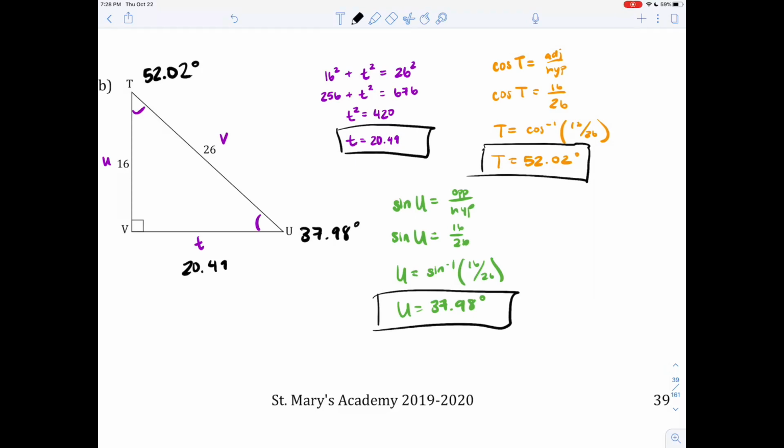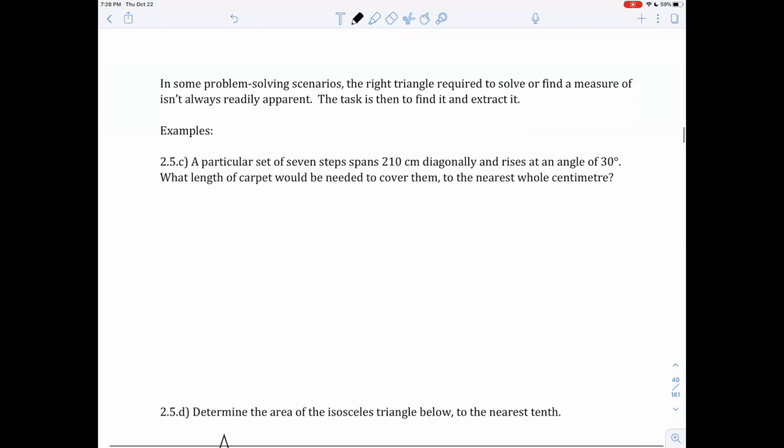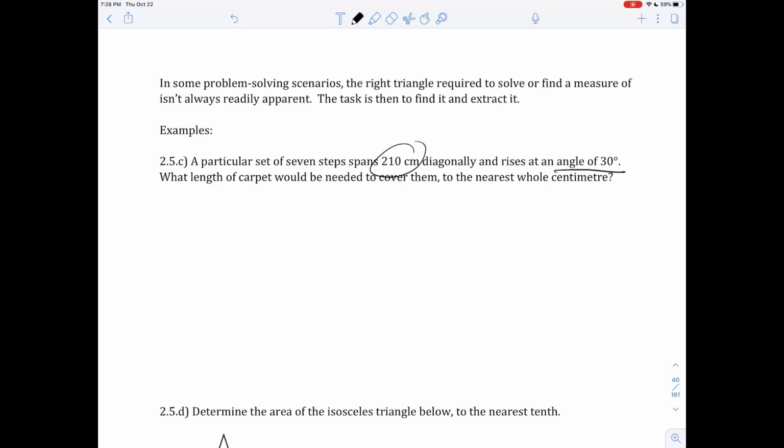So that's it with solving triangles. We are going to do a little bit of problem solving as well. Kind of related to how we had some diagrams we had to play with earlier in last lesson, but getting a little bit more involved. Like this one has a particular set of 7 steps that spans 210 centimeters diagonally, rises at an angle of 30 degrees. What length of carpet would be needed to cover them to the nearest whole centimeter?